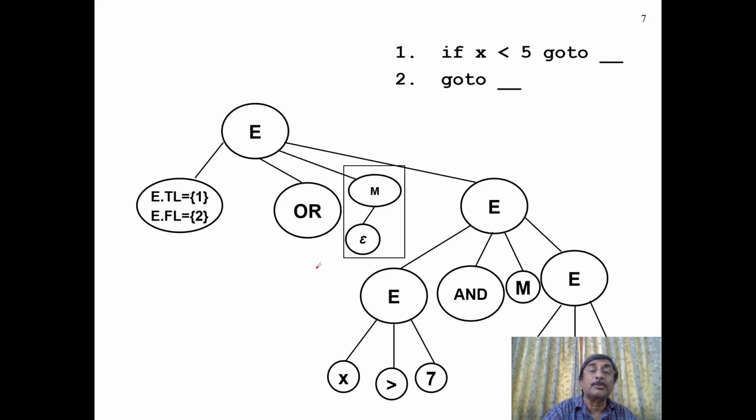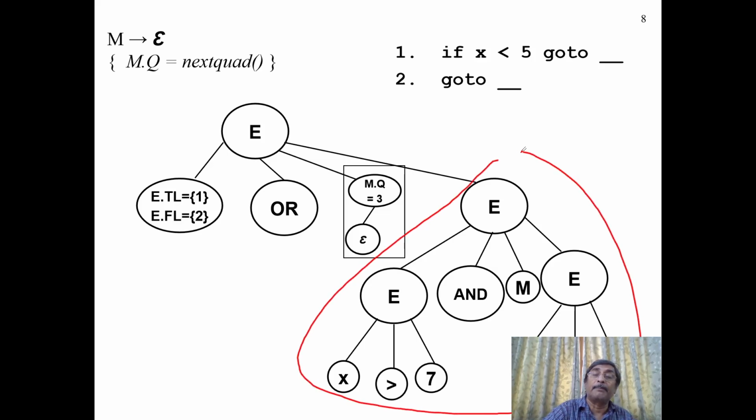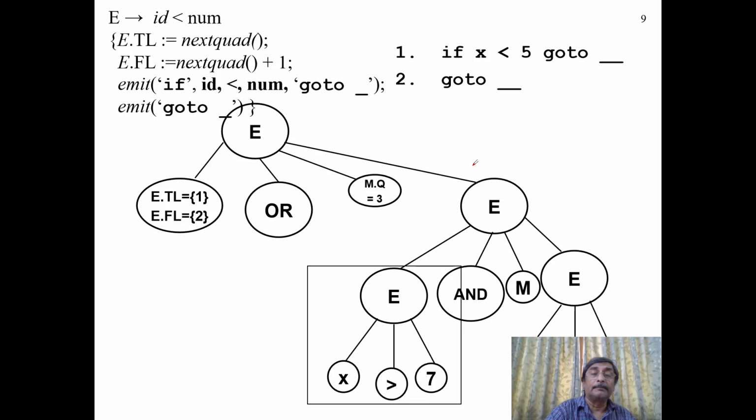So what is the next one? Next one is this reduction. Will any line be generated here? No. No lines will be generated. But this will remember what my M.quad is, because that's my reduction rule. So M.quad will remember next quad, which is 3. Meaning that the code for this entire parse tree will start from line number 3. Clear? So now we go to the next reduction, which is this one.